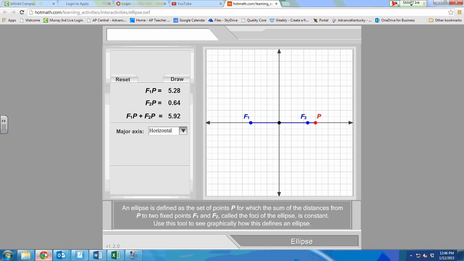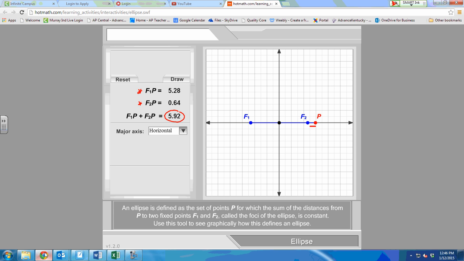Okay. The distance from focus 1 to the point P is 5.28 right now. So that means from here all the way over here, that distance is 5.28. Okay? And the distance from the second focus to the point P right here is just 0.64. That adds up to 5.92.